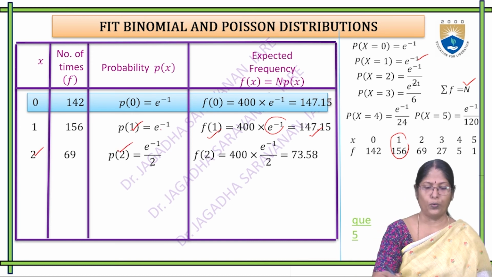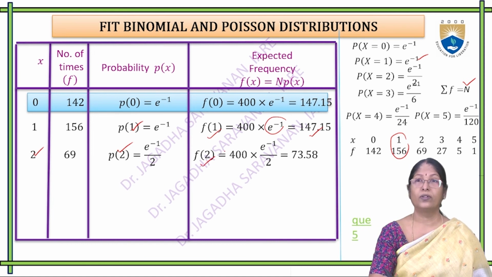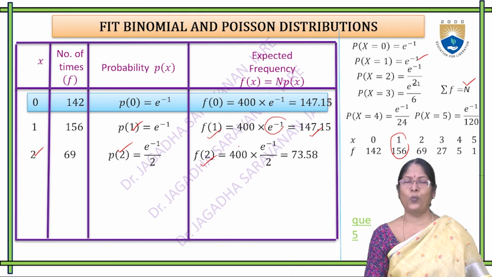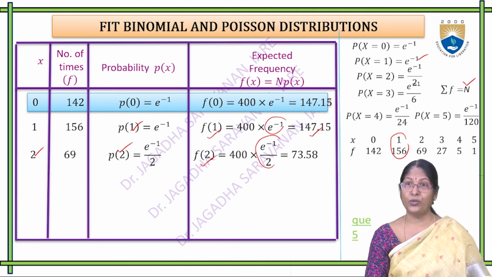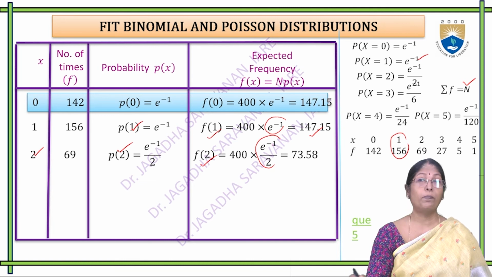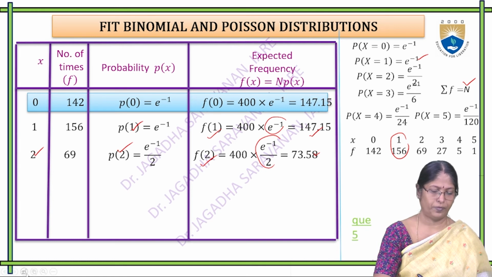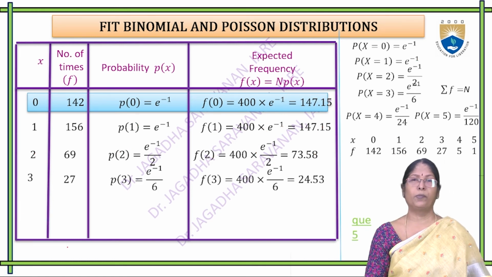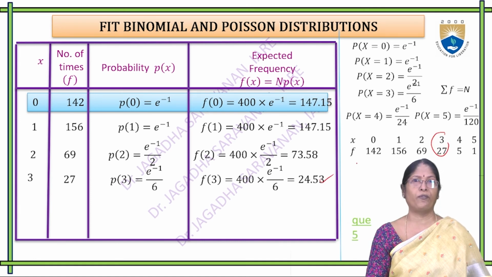So the p of 2 is nothing but e power minus 1 by 2. What about f of 2? In a similar way, very easy now. When x equal to 2, the probability value is e power minus 1 by 2, which is multiplied by 400. We obtained 73.58. Similarly we can do for 3 and 27, we obtain 24.53.